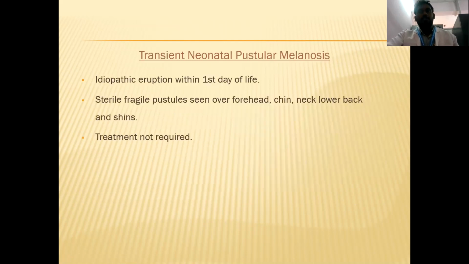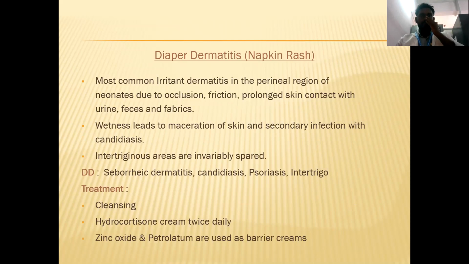Transient neonatal pustular melanosis, on the other hand, is seen within the first day of life, and it's an idiopathic eruption. Mainly, it is seen over the head and neck region, that is over the forehead, chin, neck, and sometimes it can also be seen over the lower back and shins as well. This also doesn't require any treatment.